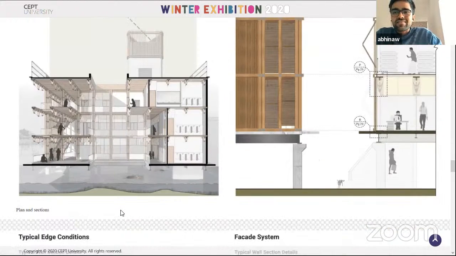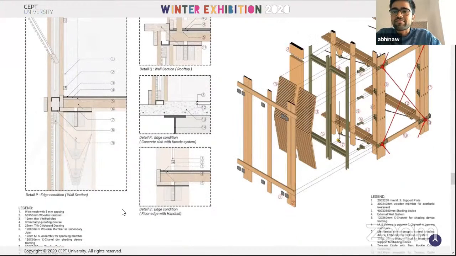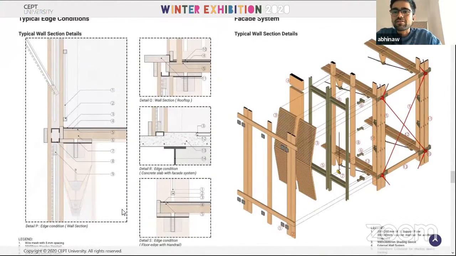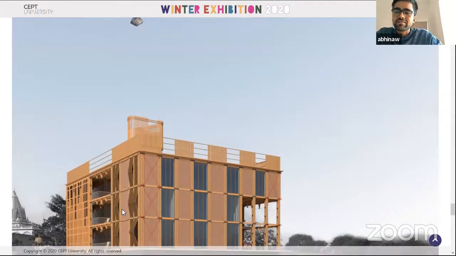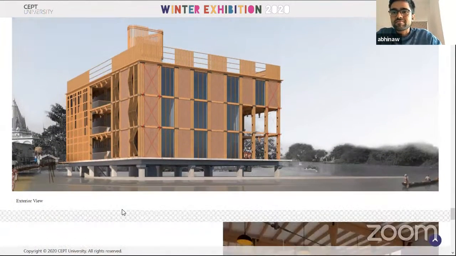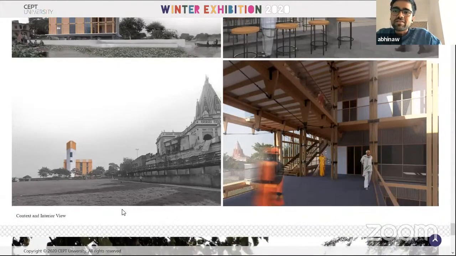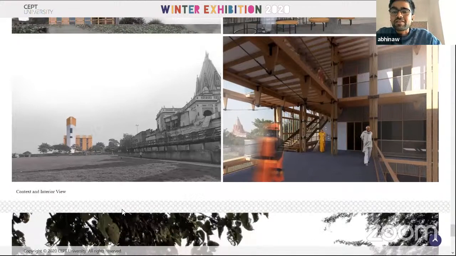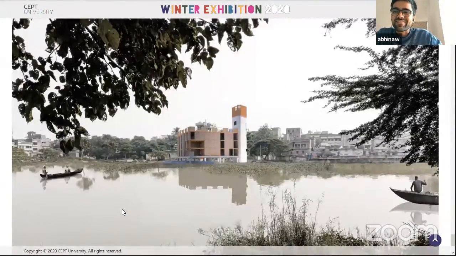Coming to the next, we have different details of the building facade and the structure system coming together. Then we have glimpses of the inside and outside of the building. So this is the inside situation, and this is the during-flood situation of that area. It is just nearby the river, so it gets highly flooded every year, like this.